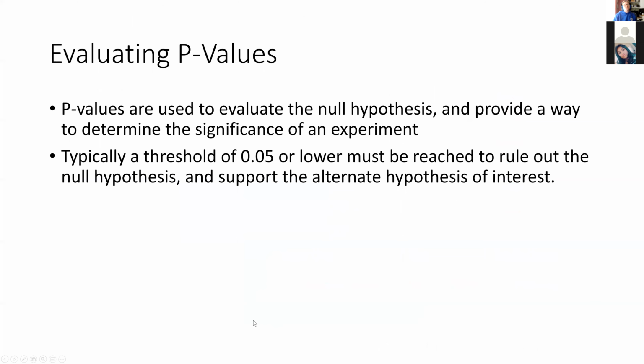Okay, so that's how you calculate standard deviation in this area here. And then evaluating your p-values. P-values are used to evaluate the null hypothesis. So you had a StatQuest tutorial that you were supposed to watch on the null hypothesis. But the null hypothesis is essentially the hypothesis in which your expected result does not happen, right?